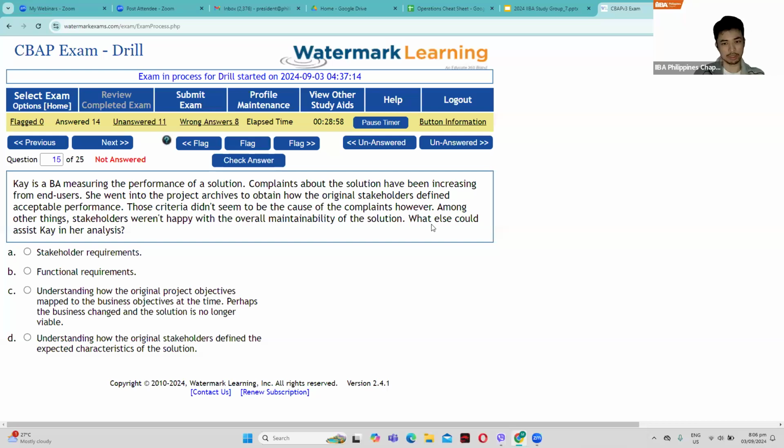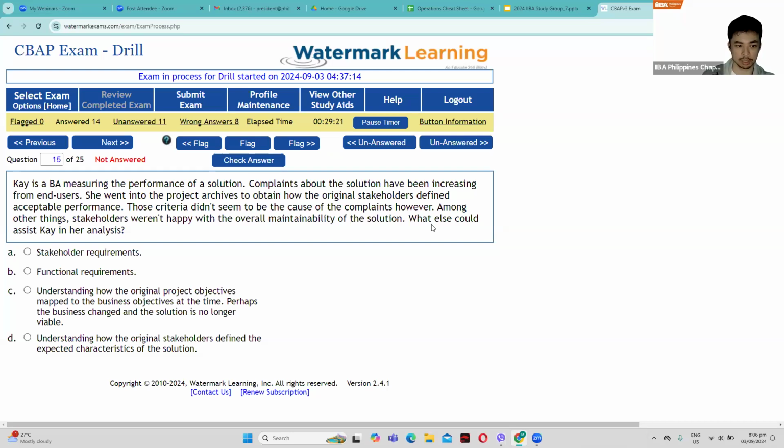Complaints about the solution have been increasing from end users. She went into the project archives to obtain how the original stakeholders defined acceptable performance. Those criteria didn't seem to be the cause of the complaints. However, among other things, stakeholders weren't happy with the overall maintainability of the solution. What else could assist Kay in her analysis?